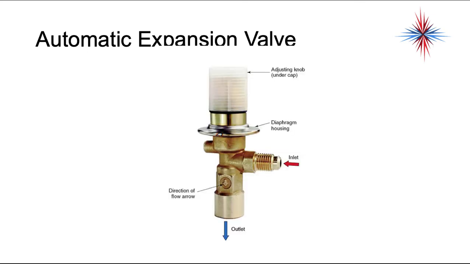So this is a picture of an automatic expansion valve. We have our inlet, we have our outlet. The direction does matter. Don't put them in backwards. We have the diaphragm housing, and we have an adjustable knob under the cap.